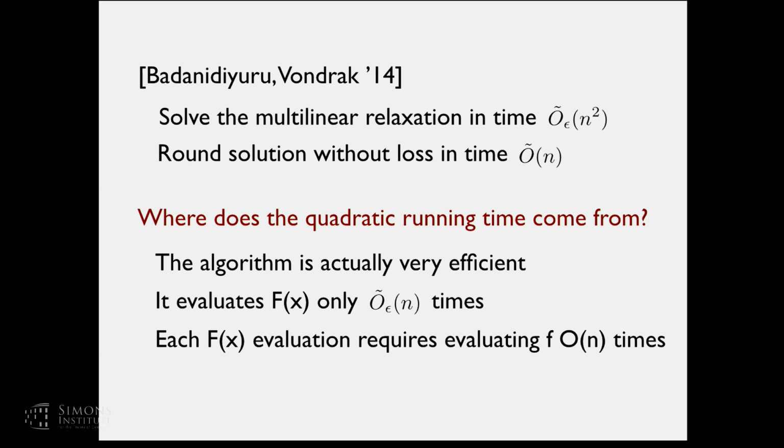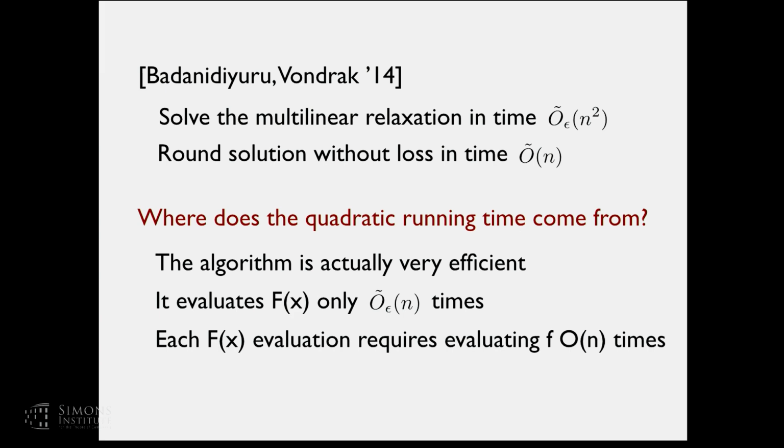So the only caveat is that every time we evaluate this multilinear extension, this can be quite costly. So in terms of the number of times we're evaluating the original function, most of the time we spend order n evaluations. So that's why the running time is overall quadratic.